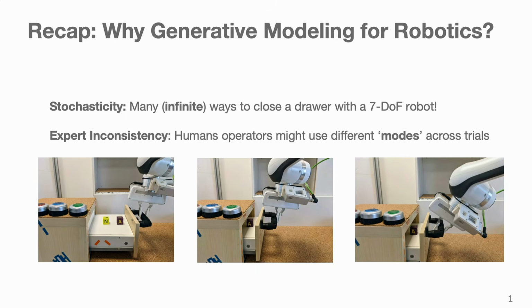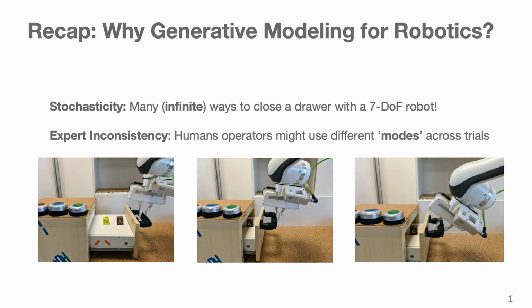So the fundamental issue in robotics, as we talked about in the third lecture, is that the mapping from observations to actions is not a function, it's really a distribution. And there are two main reasons we covered to motivate this. The first one is the stochasticity. For example, with this 7 degrees of freedom arm, we already mentioned that there are infinite ways we could reach the same goal state.